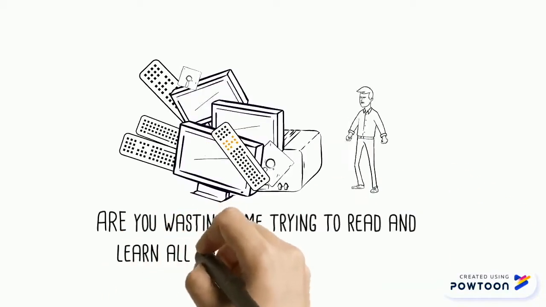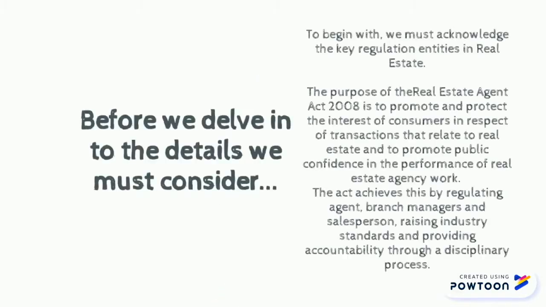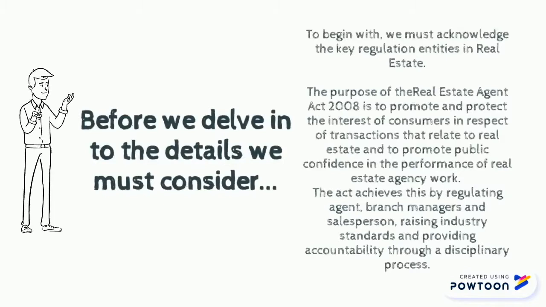Key legislation. Before we get into the details, we must first acknowledge the key regulation entities in real estate. The purpose of the Real Estate Agents Act 2008 is to promote and protect the interest of consumers in respect of transactions that relate to real estate and to promote public confidence in the performance of real estate agency work. The Act achieves this by regulating agents, branch managers, and salespersons, raising industry standards, and providing accountability through disciplinary actions.